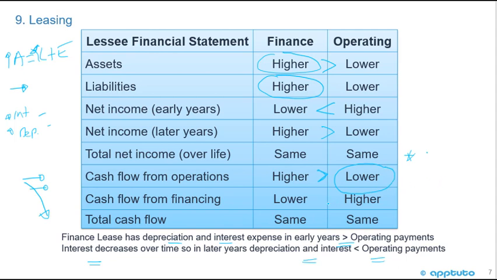The cash flow from financing, though, is going to be lower with a finance lease and higher for an operating lease for the exact same reason. But the total cash flow is going to be the same. So again, that's just a classification issue.